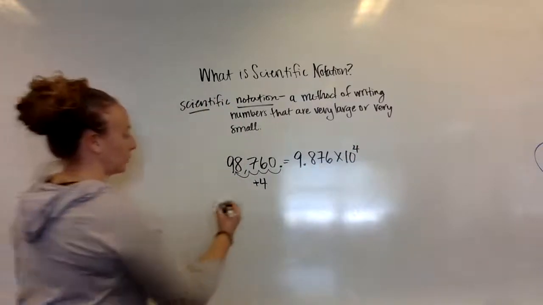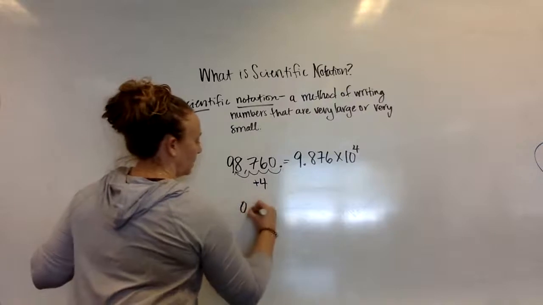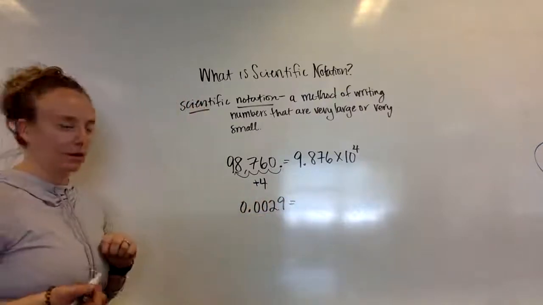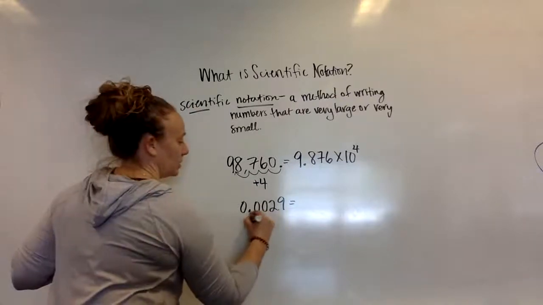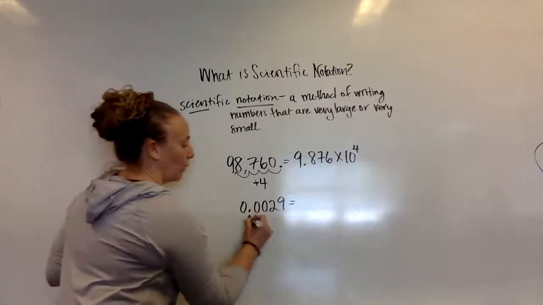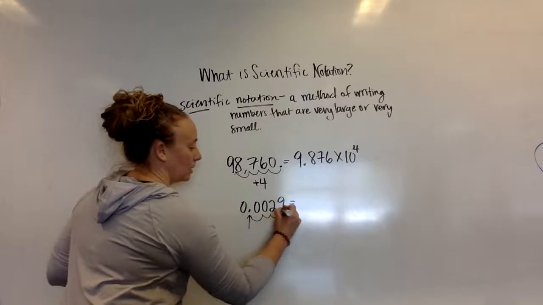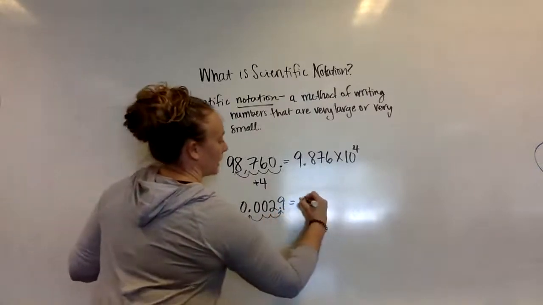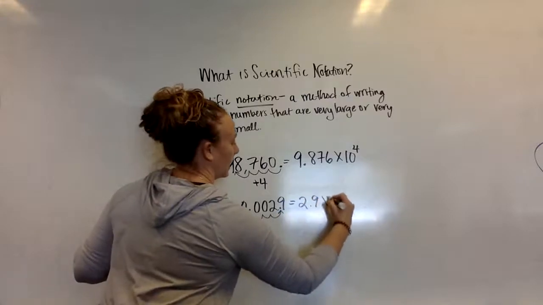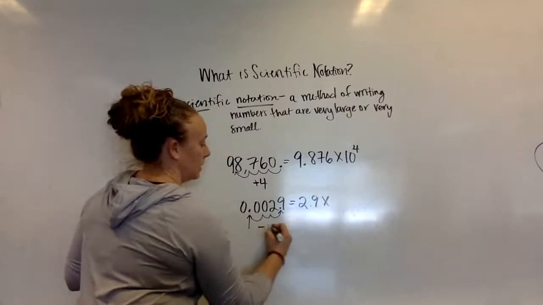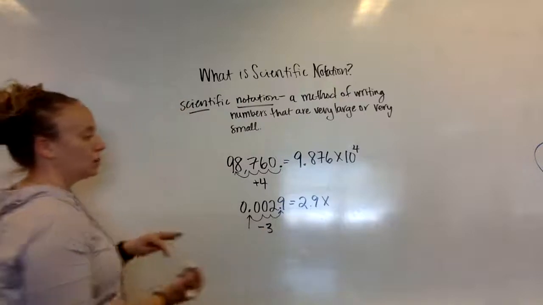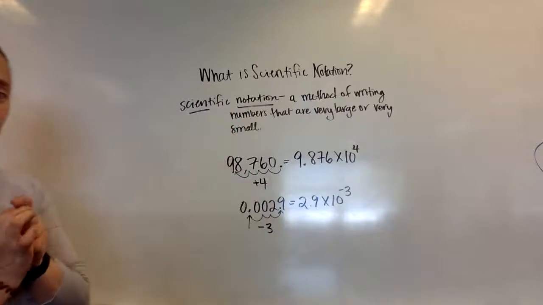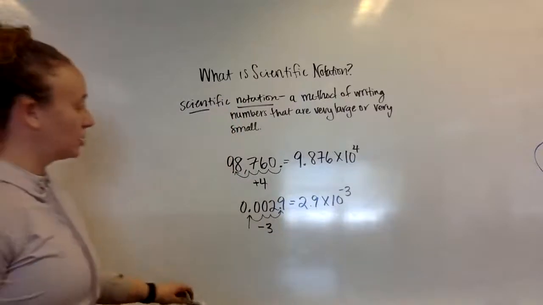If I were to look at a really small number, say 0.0029, and write that in scientific notation, again, I'm going to pay attention to my decimal point, look at where it needs to go. It needs to go in between that 2 and the 9. Okay, so I'd write this as 2.9 times, and I went backwards 3 times, 2.9 times 10 to the negative 3rd to rewrite that in scientific notation.